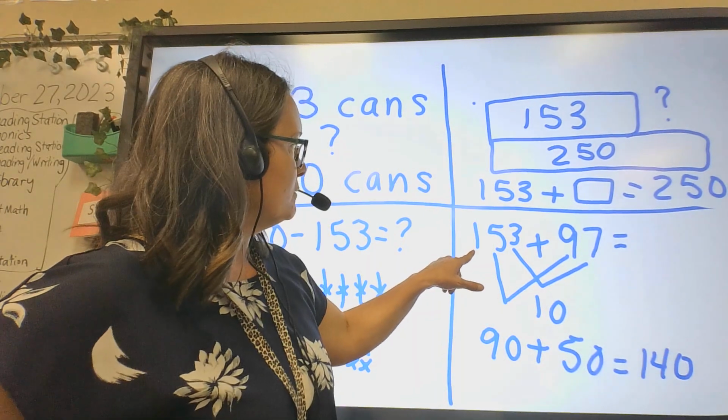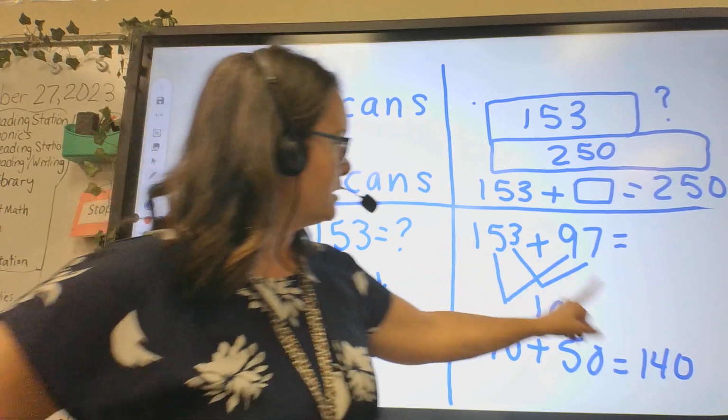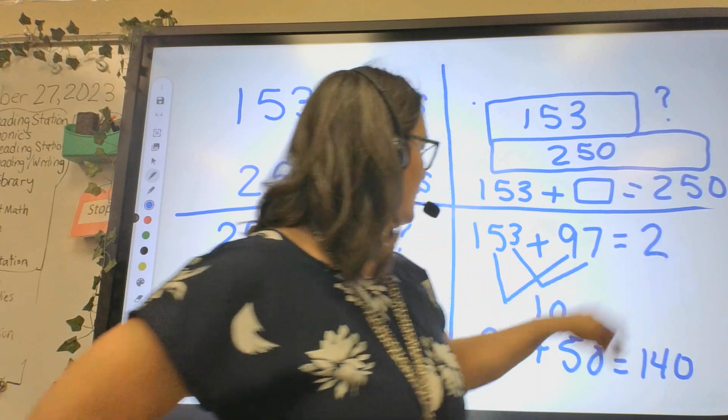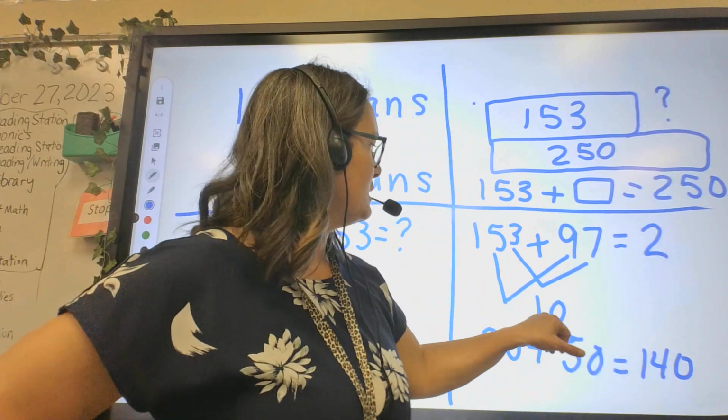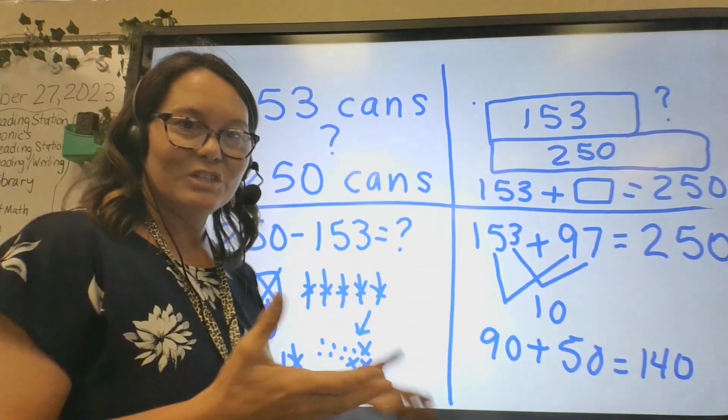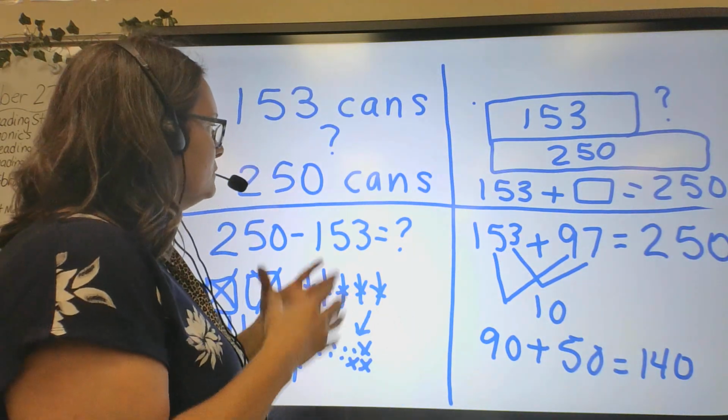And then I have 100. So we have 100, but we also have 100 here. So we have to add both the hundreds together. So that's 200. And then I can add my 40 and my 10. That makes 50. So this is some of the math strategies we want to use as we go through the unit.